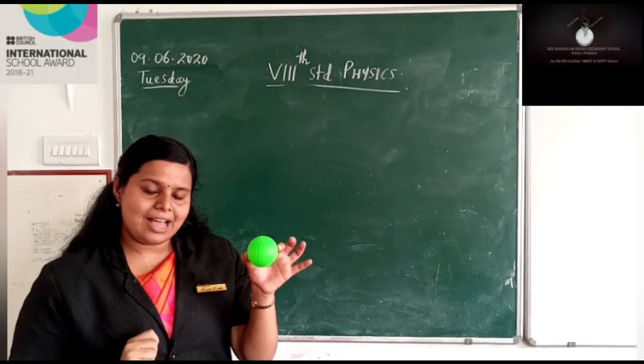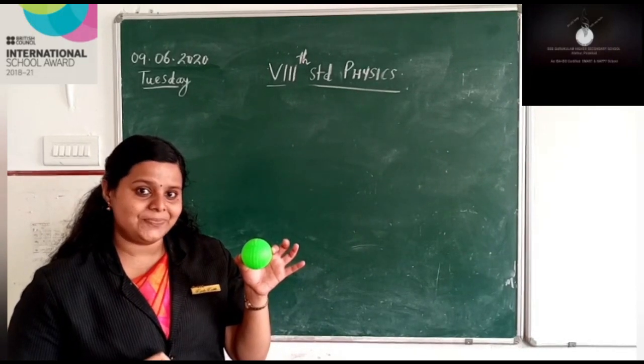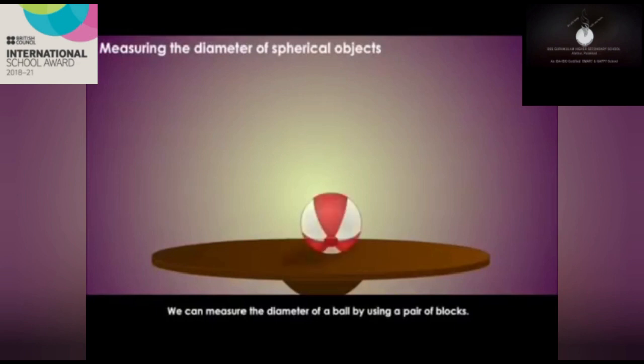So now the question comes, how will we measure the diameter of this ball? We can measure the diameter of a ball by using a pair of blocks. For this, first place the ball on the table.